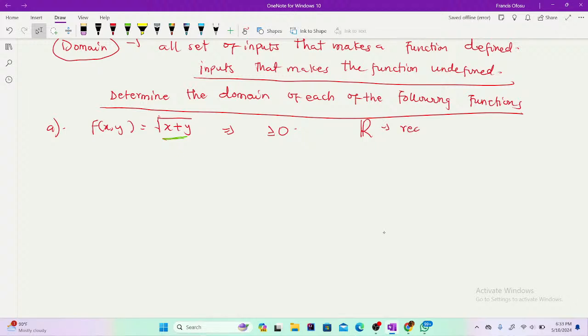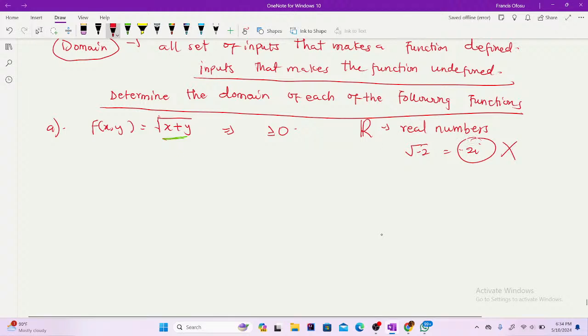So let me say real numbers. Don't be convinced that the square root of negative 2 is equal to 2i. We don't accept this in these functions. The fact that we have complex numbers in functions, we are dealing with the real number system. So we want everything to be defined under the real number system, else this function becomes undefined. So the input within the square root sign should be greater than or equal to 0 for this function to be defined.